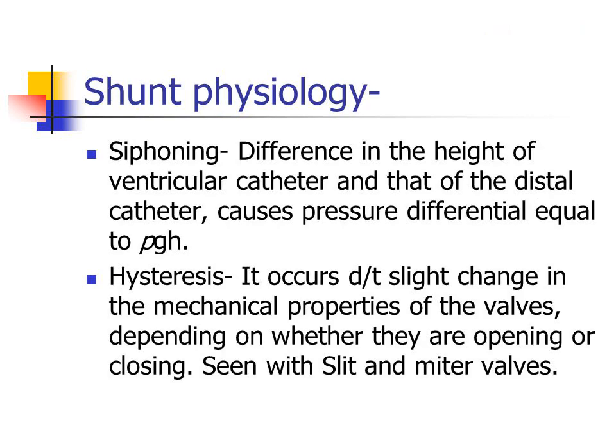Shunt physiology. Siphoning. The difference in the height of the ventricular catheter and that of the distal catheter causes a pressure differential equal to PGH. Hysteresis. It occurs due to a slight change in the mechanical properties of the valves, depending on whether they are opening or closing. Seen with slit and mitre valves.